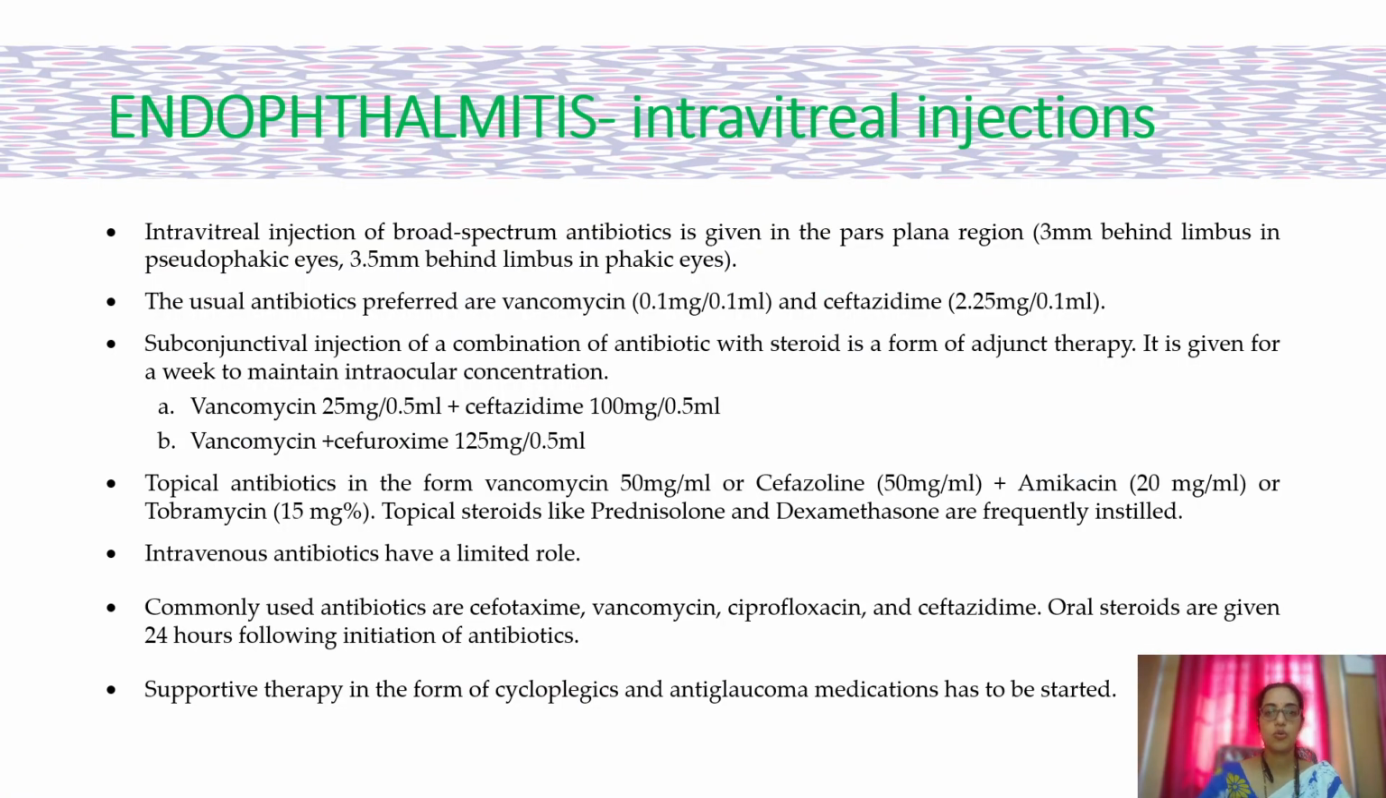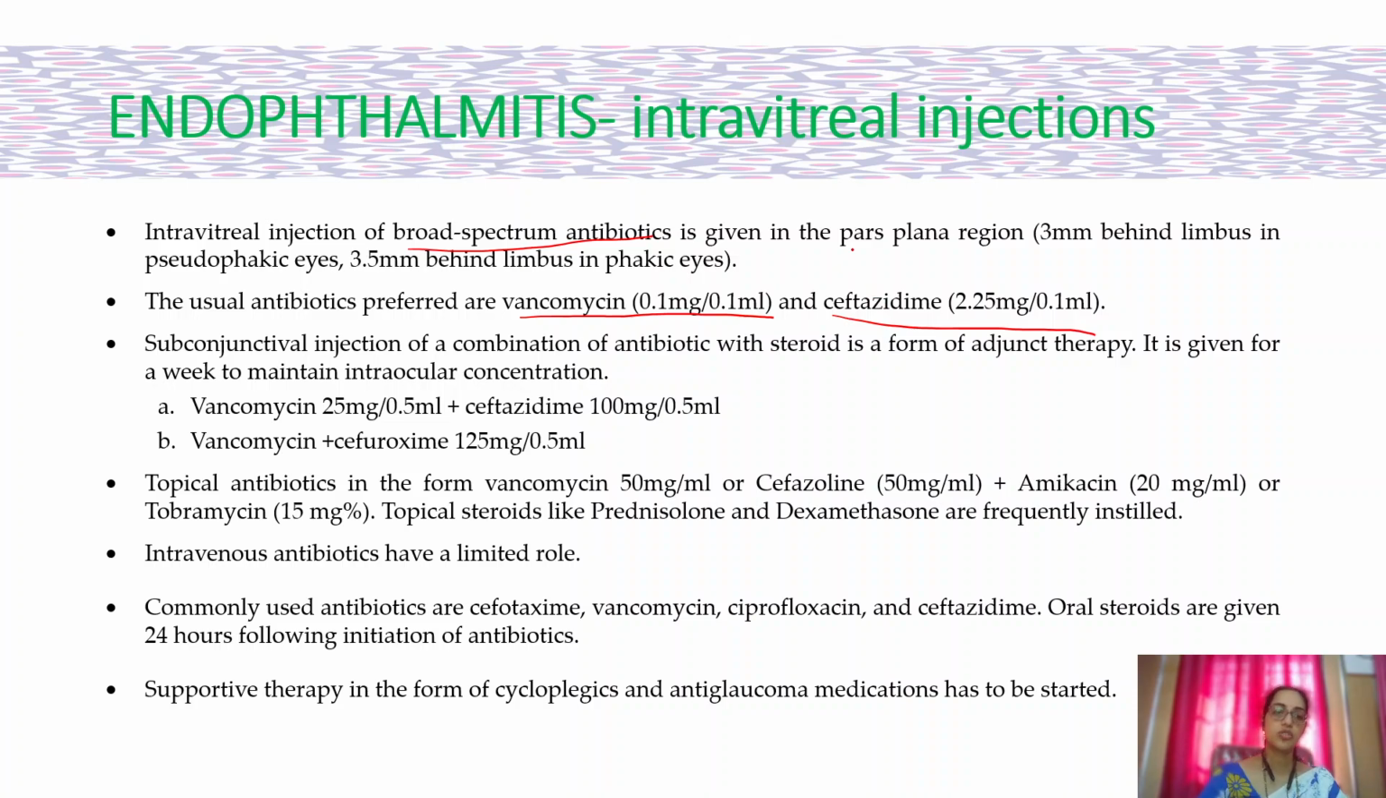So let us know what are the intravitreal injections that we can give in endophthalmitis. Intravitreal injection, usually broad spectrum antibiotics are given in the pars plana region, and the usually preferred ones are vancomycin 0.1 mg in 0.1 ml and ceftazidime 2.25 mg in 0.1 ml.